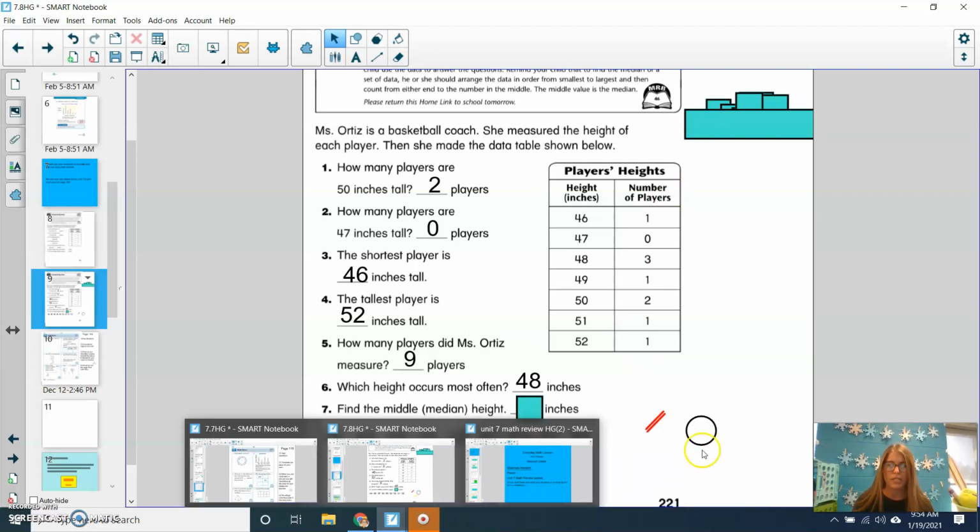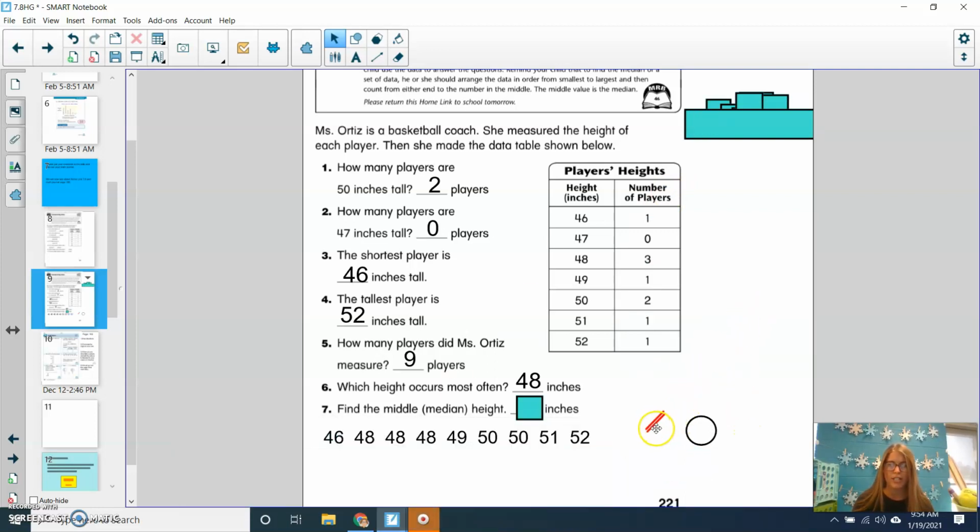Now, once you have your numbers in order from smallest to largest, then you can start crossing off to find that median. So then I'm going to cross off my smallest number and my largest. And then I'm going to go to my next smallest and my next largest. My next smallest was 48. And then I'll cross off 50. I'll cross off my next 48 and my next 50 until I'm down to one number, which my middle number was 49. So 49 inches for my median height. So double check to make sure you have your page correct before moving on to math boxes.